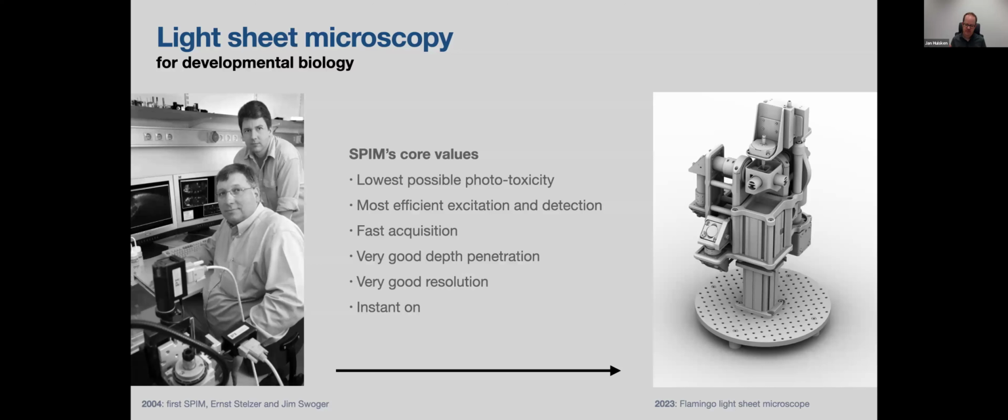The other thing that's listed here on the bottom, instant on, what I mean by this is that we really value instruments that are easy to use. And there's more value in having many simple microscopes than one super duper instrument that you need to align every single morning for an hour before a biologist can use it.